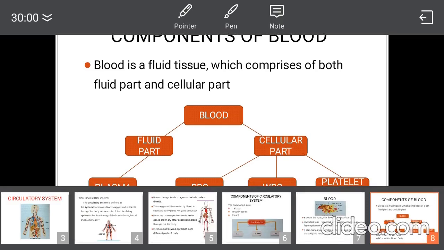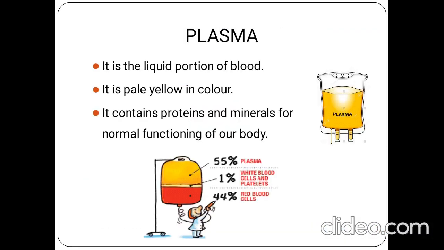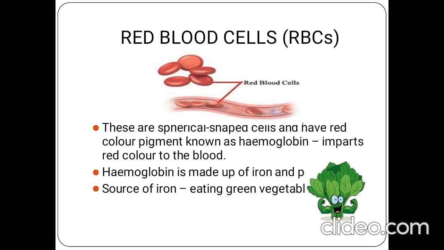Plasma is the liquid portion of the blood. It is pale yellow in color and it contains proteins and minerals for the normal functioning of the body. RBCs are spherical shaped cells, right? They have a colored pigment called hemoglobin, which provides red color to the blood. To increase hemoglobin level, we have to consume green vegetables, right?